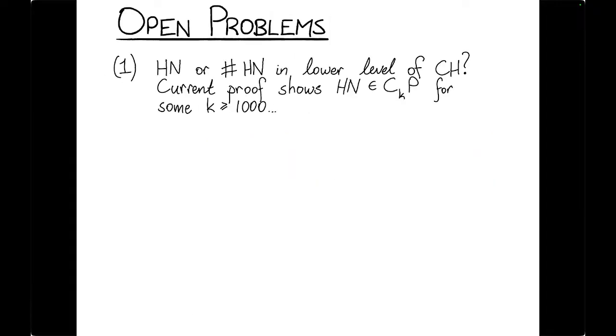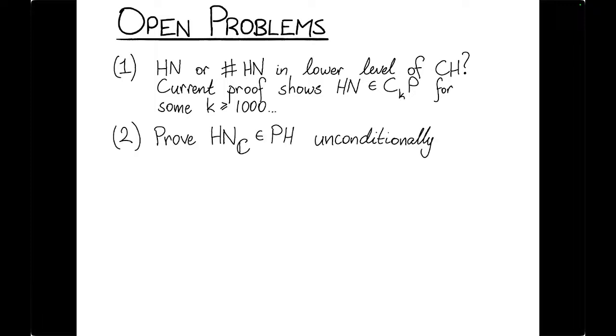Okay, so open problems. Ramprasad asked about what level of the counting hierarchy. It's probably at least 1,000. Can you do better? Please. That would be really great. More ambitiously, could you show that over the complex numbers, you could put this in the polynomial time hierarchy unconditionally?